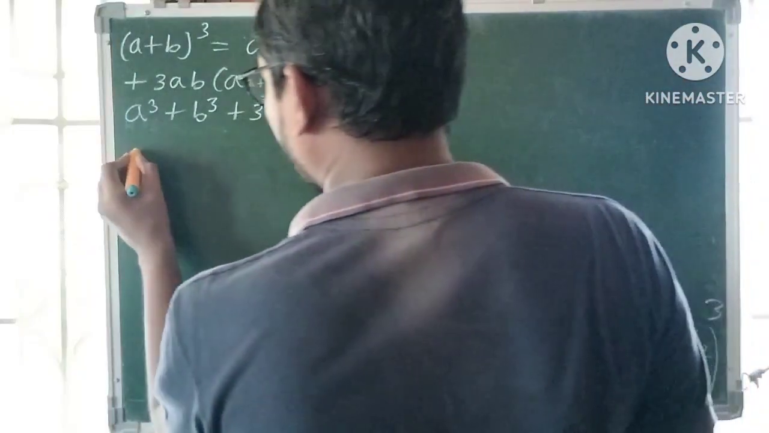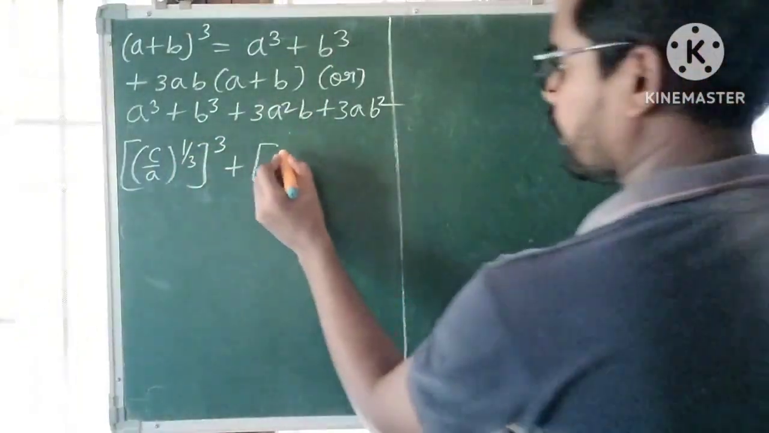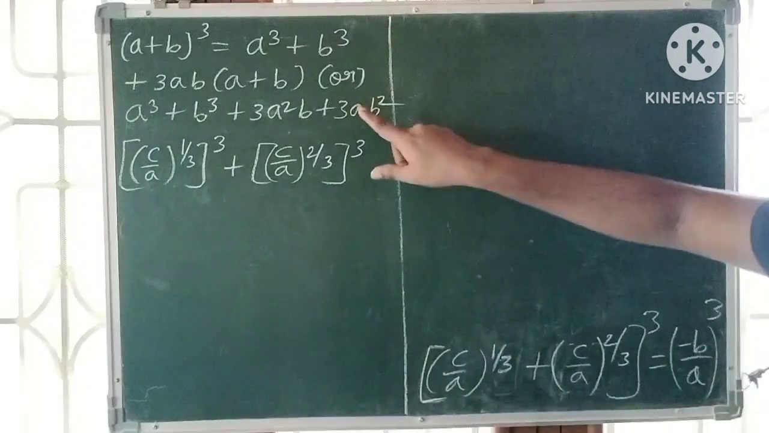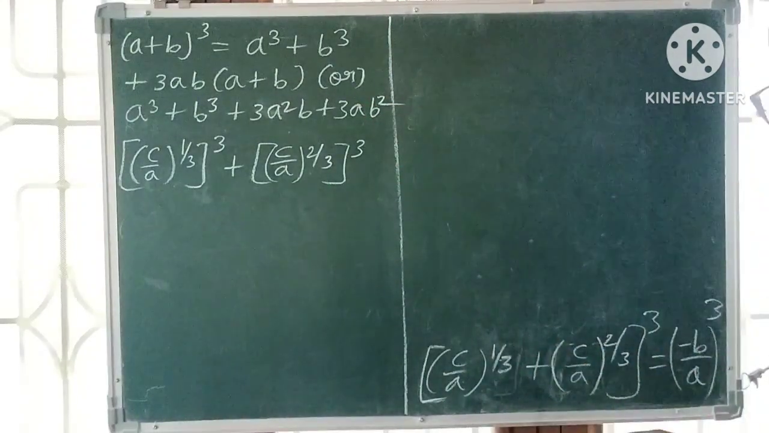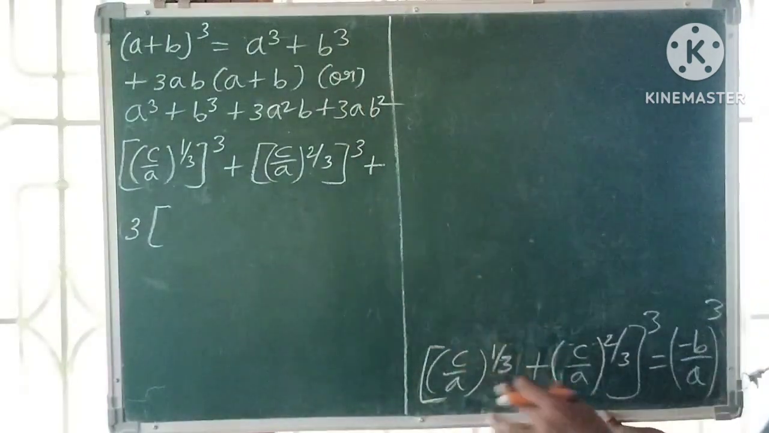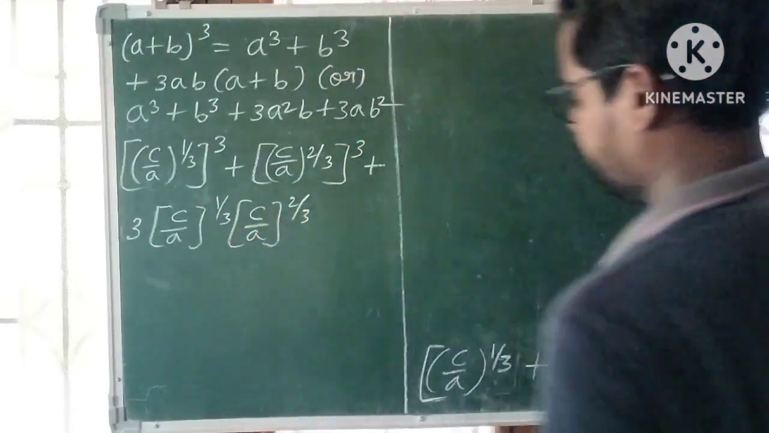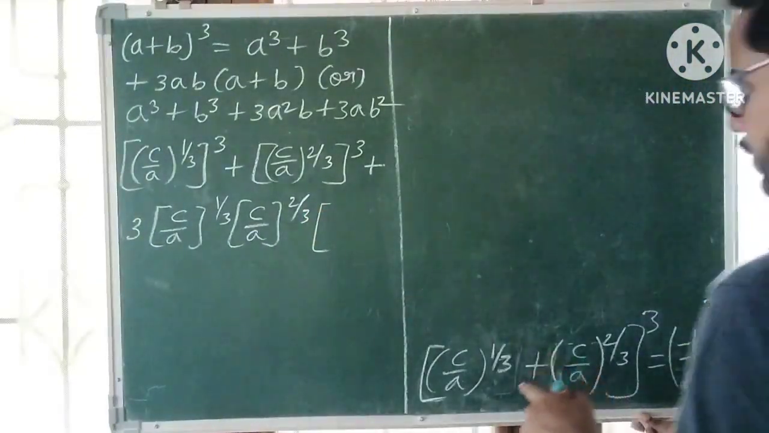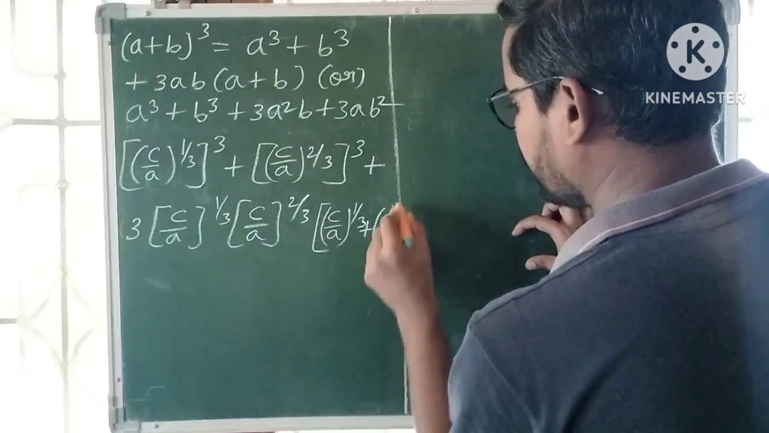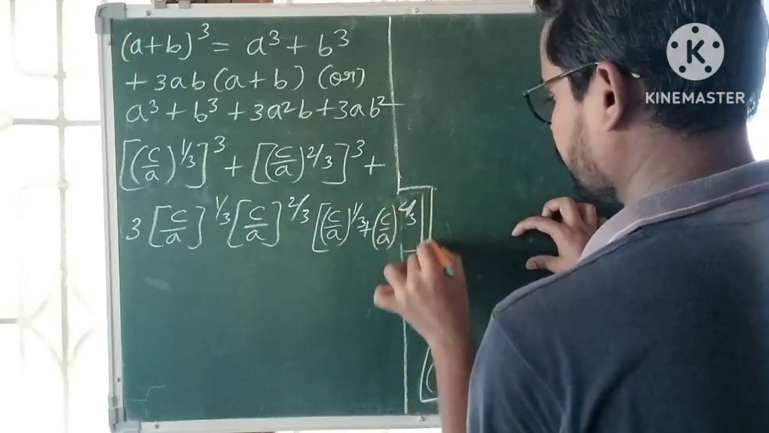So using this formula, A plus B whole cube: A cube means C by A whole power 1 by 3 whole cube, plus B cube means C by A whole power 2 by 3 whole cube, that is A cube plus B cube, plus 3AB into A plus B. The simplification will be easy, which is the reason we use this formula. Here A means C by A whole power 1 by 3, B means C by A whole power 2 by 3, and A plus B means C by A whole power 1 by 3 plus C by A whole power 2 by 3.